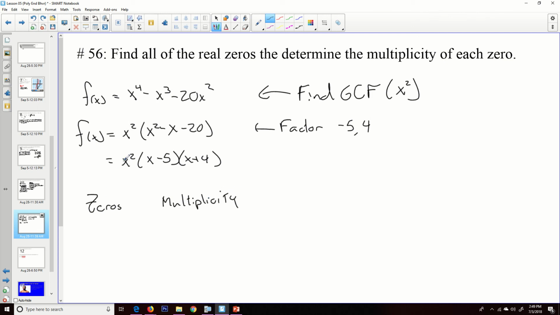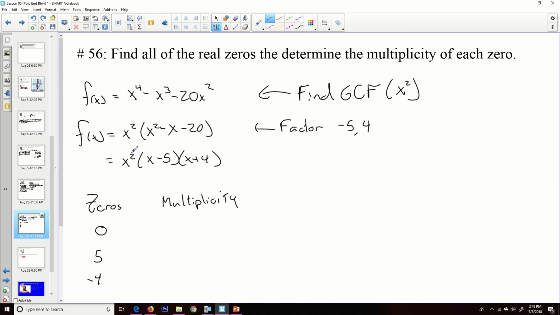So I've got zeros. What makes x squared 0? Well, 0 makes x squared 0, so 0 is a 0. What makes x minus 5 0? Well, 5 makes that 0. And what makes x plus 4 0? Well, negative 4 makes that 0. So how many of those zeros are there?